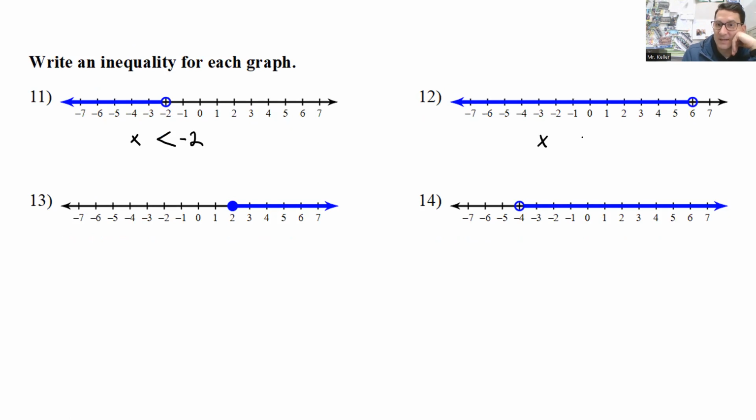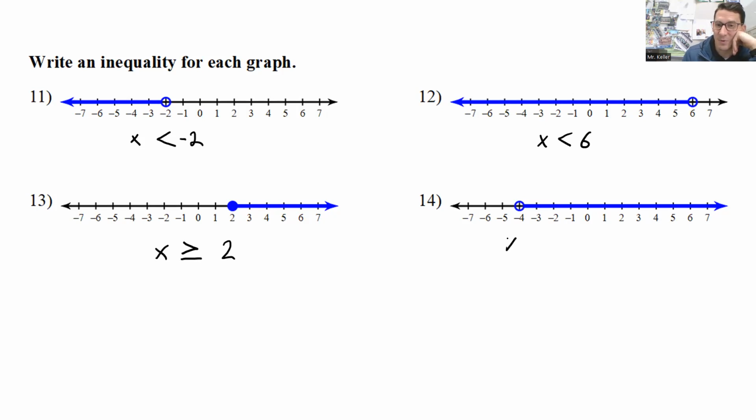So I'm just going to put my x and my 6. Everything less than 6, so x is less than 6. So here, I'm going to put my x and my 2. Everything greater than 2 is shaded. So that means x is greater than 2, and it's filled in, so I need to put the line underneath.